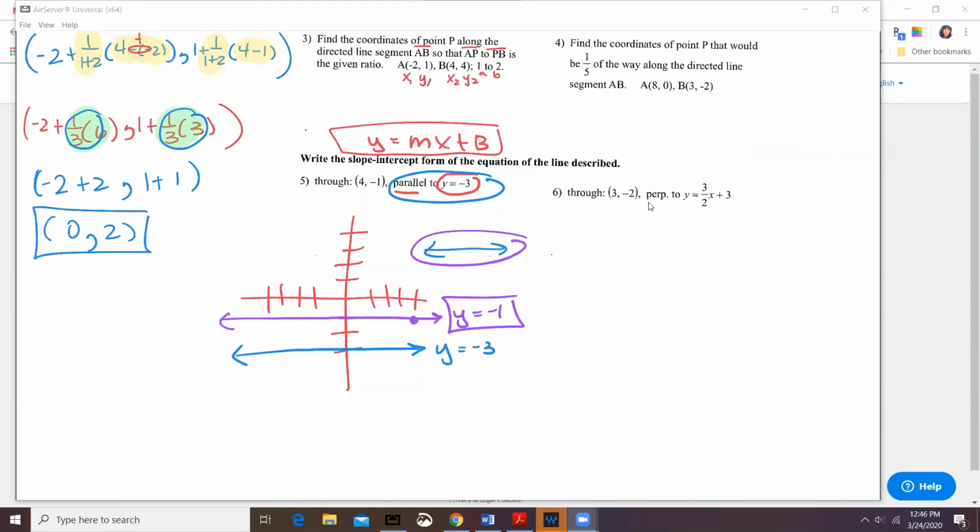Now I'm going to change this up a bit. Well, actually, before I do that, are there questions about this one, number 5? I'm going to do another one similar with parallel, but I want to erase this and see if you have any questions first.